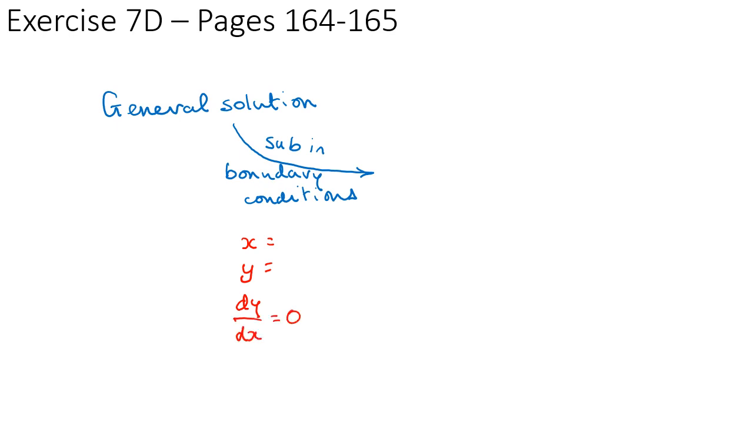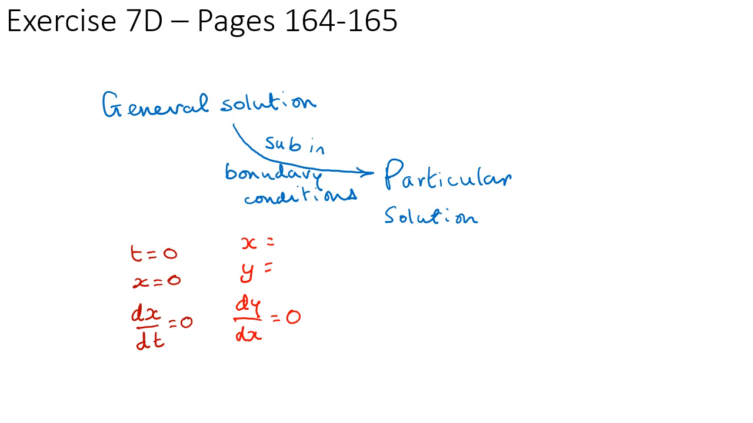Just watch out if the letters are different. In the example we just did, it was t, x and dx/dt. It's easy to fall back into just using x and y like I did. But anyway, once you substitute in your boundary conditions, you then get your particular solution, where we're able to work out the values of our arbitrary constants a and b.